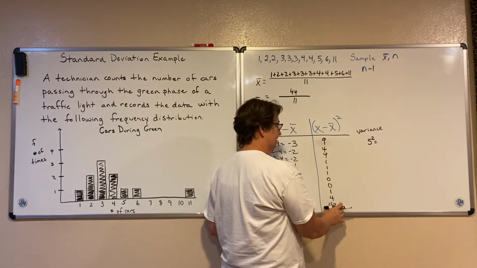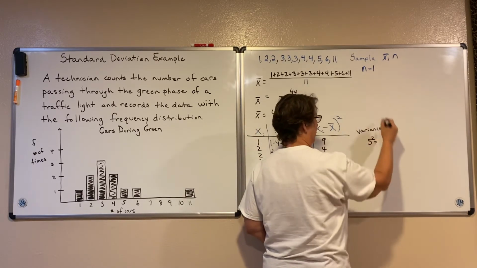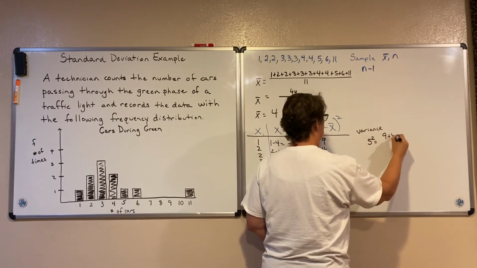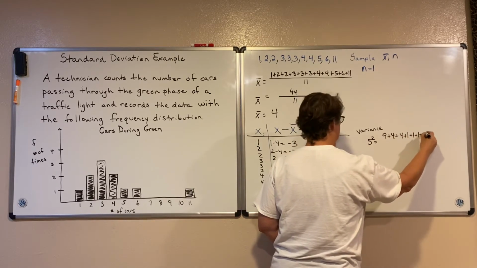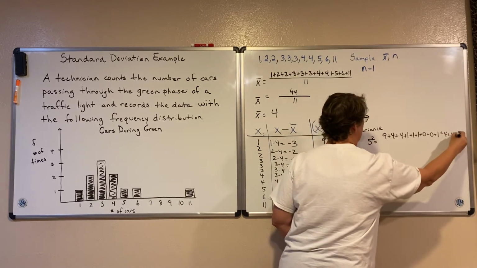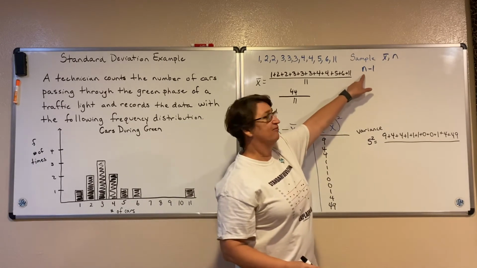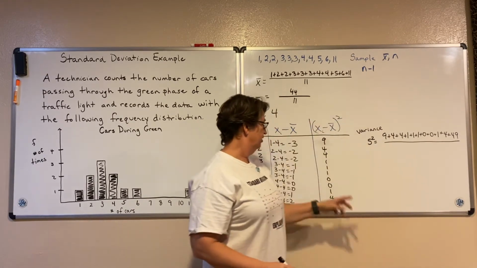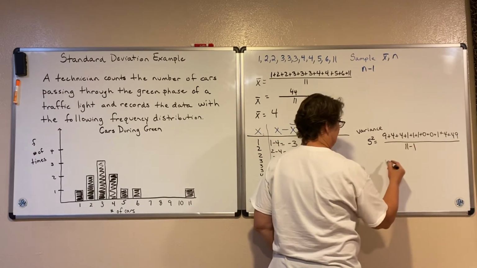I'm going to add these together and divide by n minus 1 here. So 9 plus 4 plus 4 plus 1 plus 1 plus 1 plus 0 plus 0 plus 1 plus 4 plus 49. And because it's a sample, I'm going to divide by n minus 1. So instead of 11, I'm going to divide by 10.